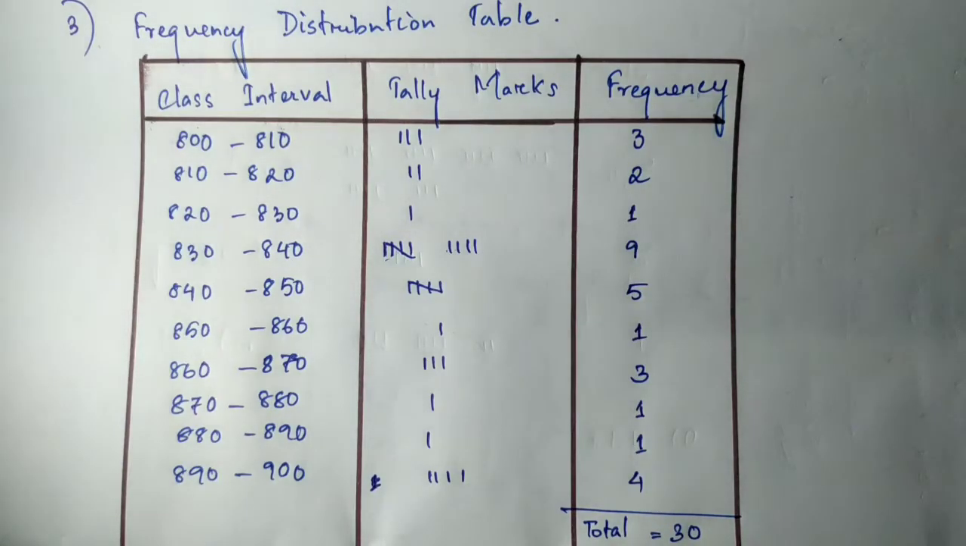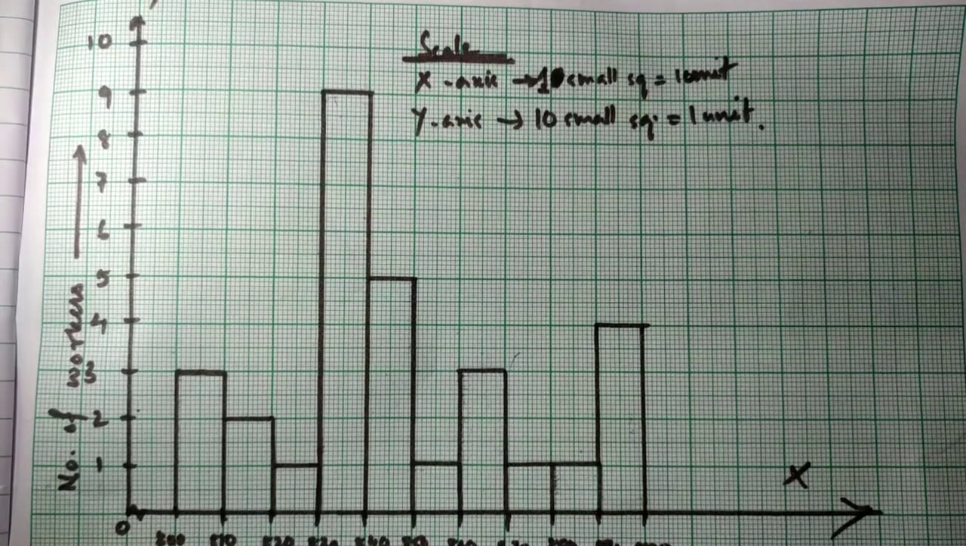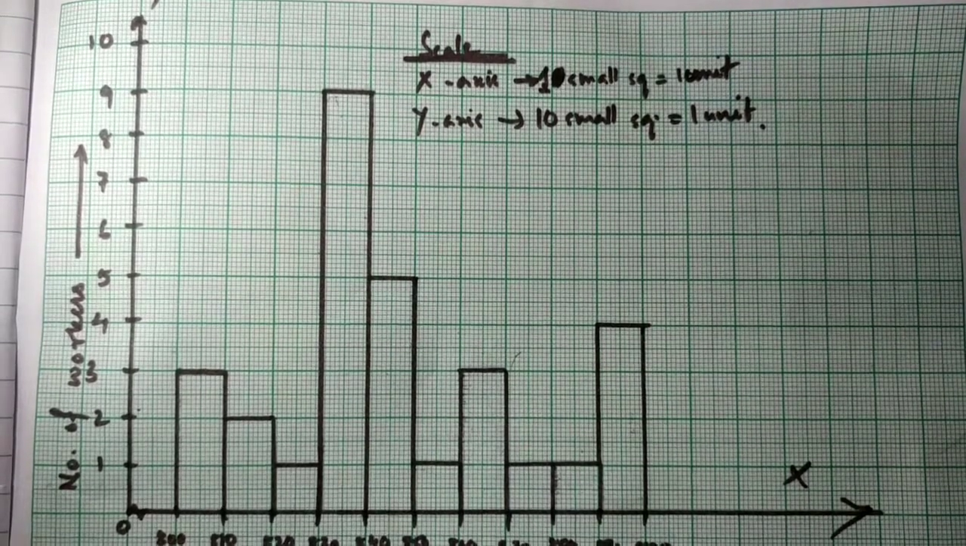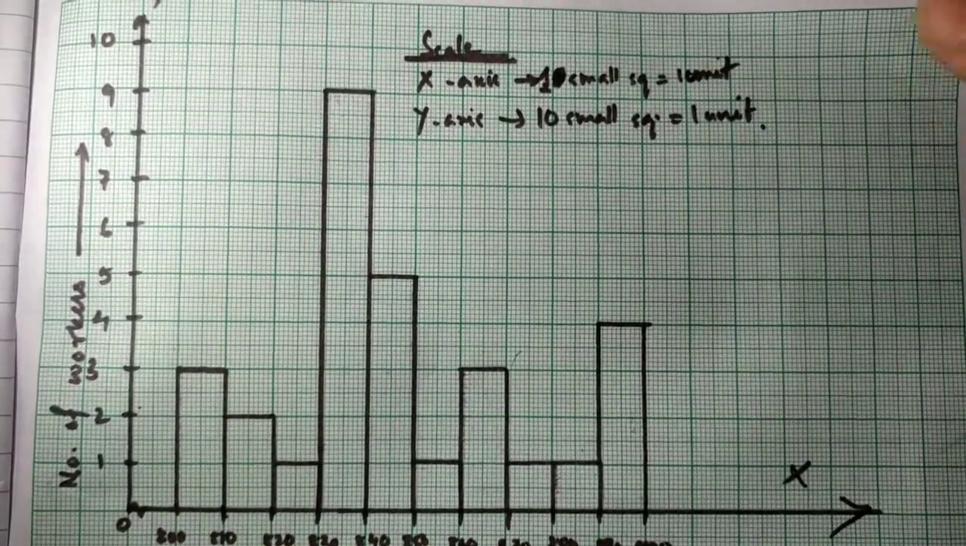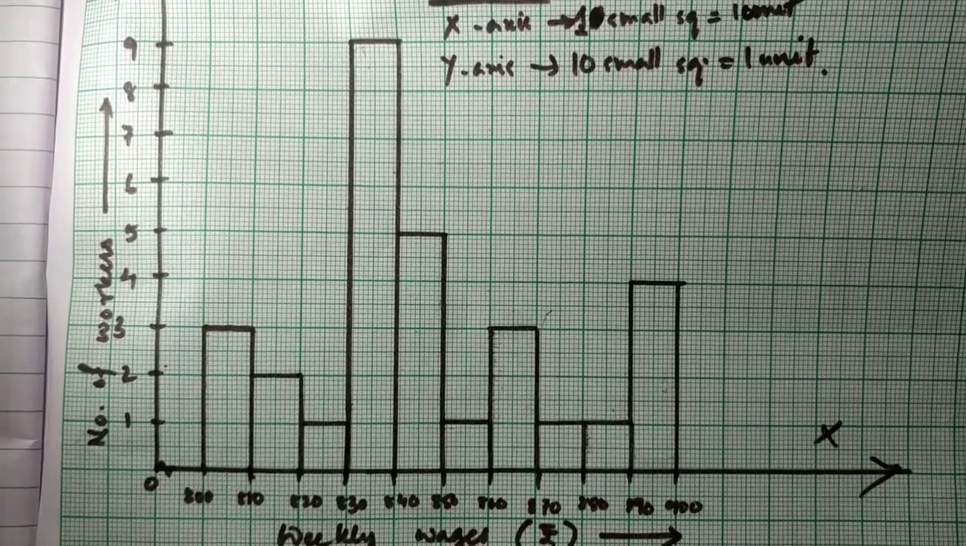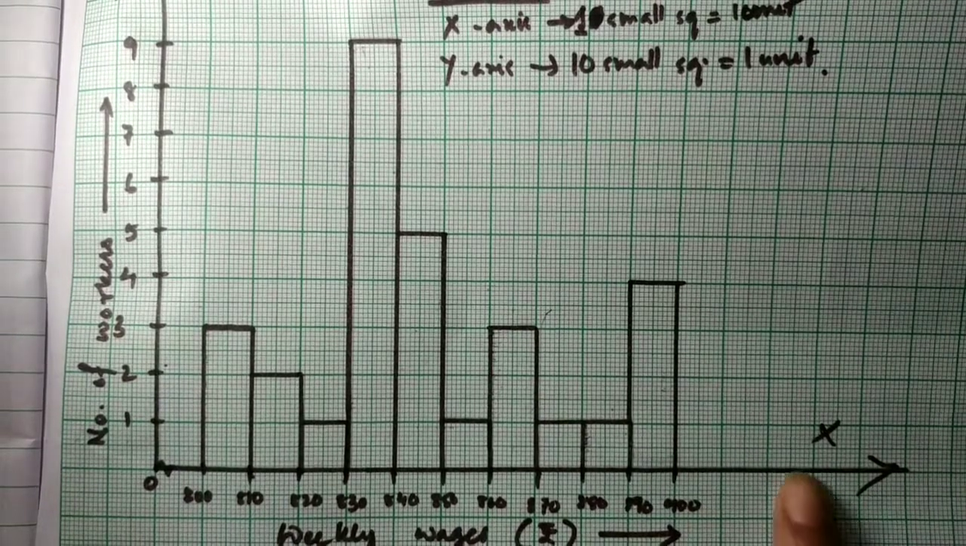So I'll show you the histogram, how it is made. So let's see this one. For question number 4, this is the histogram that I have prepared. See, on the x-axis, I have taken the weekly wages. I have also written it down. Please see, weekly wages in rupees. This is my x-axis. You can see all of you.